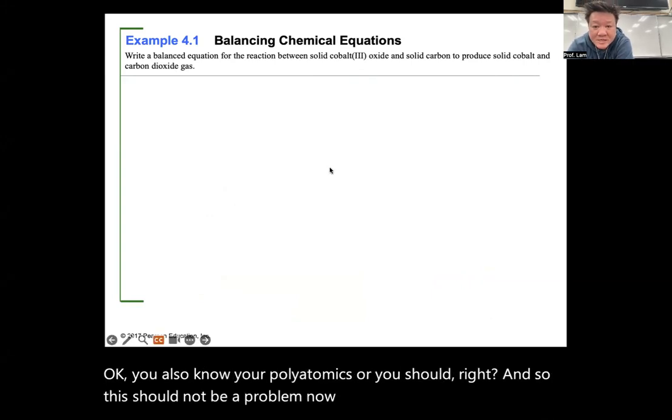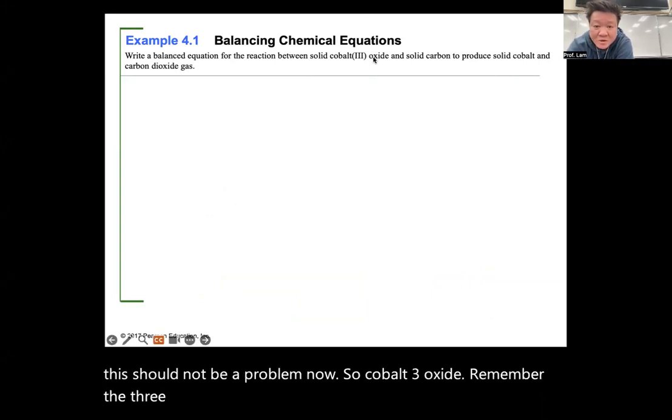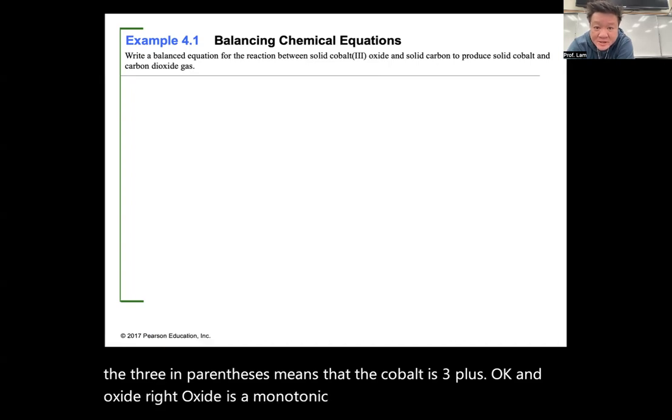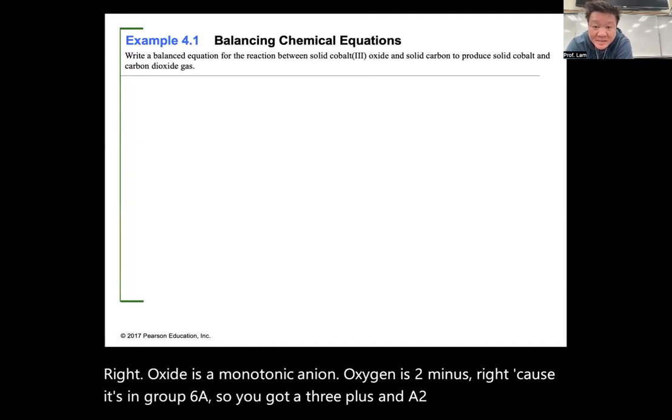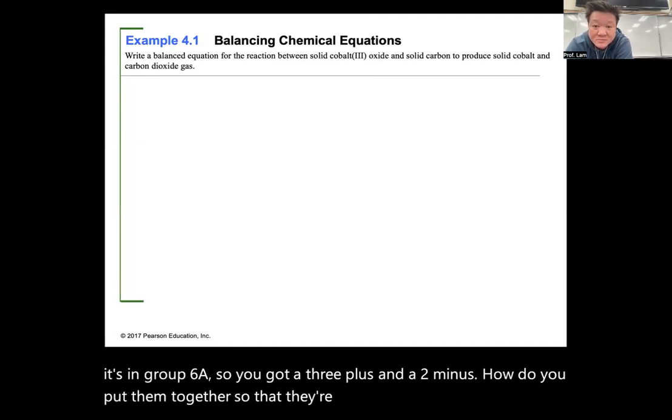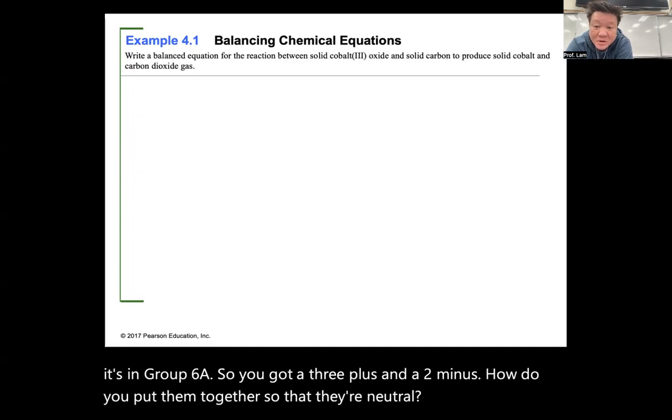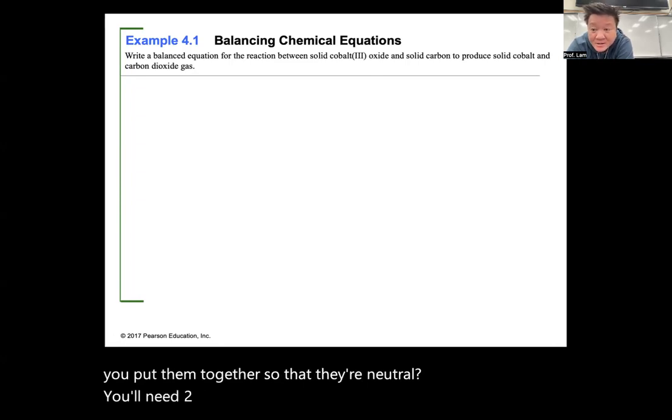So cobalt-3 oxide. Remember, the 3 in parentheses means that the cobalt is 3 plus. And oxide is a monatomic anion. Oxygen is 2 minus because it's in group 6A. So you've got a 3 plus and a 2 minus. How do you put them together so that they're neutral? You'll need 2 cobalts and 3 oxygens. So the formula there is Co2O3.